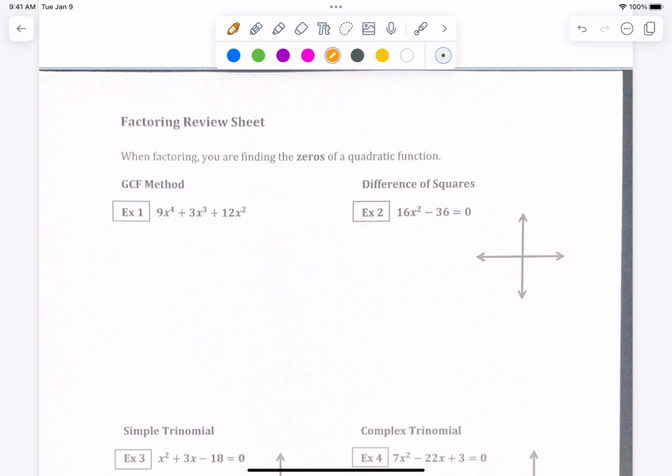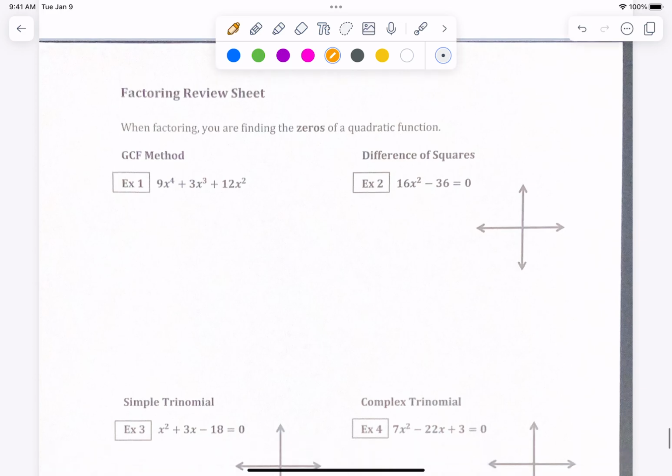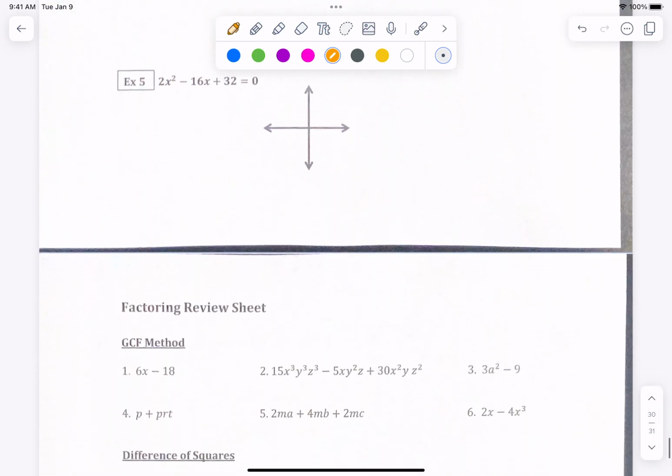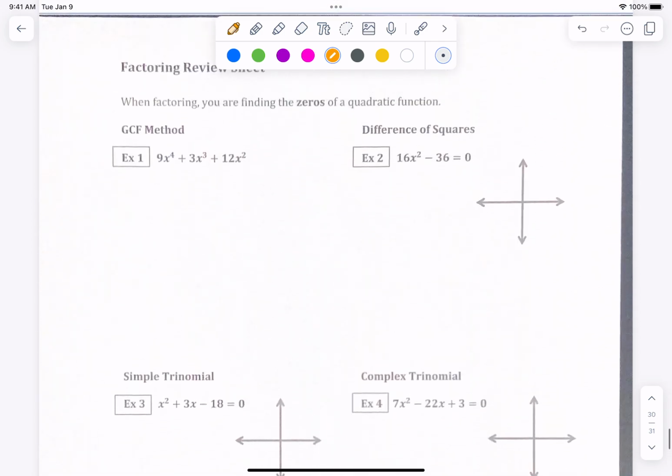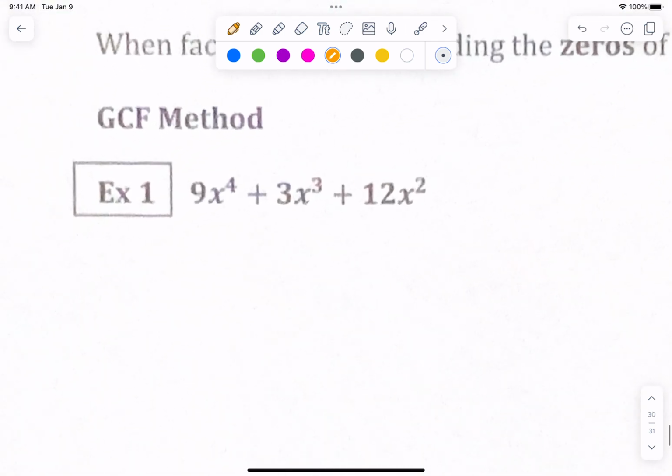Araceli, we are doing something a little bit different today. We are factoring, and instead of doing the notes for 3-4, which is factoring, I'm giving you this sheet, so you have to get this from me, okay? This is the homework page. The front side is the examples. So here we go. All right, ready?